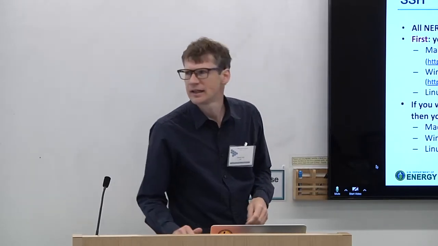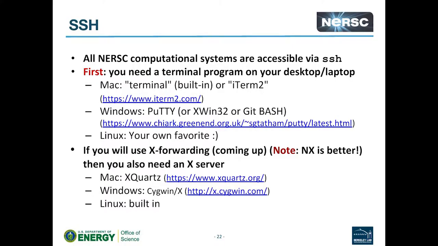And finally, connecting with SSH. Once you've already gone in with NX, you'll use SSH on the terminal to take the next step and connect to Cori. All NERSC systems, which currently means Cori, are accessible via SSH. You need some sort of terminal program. If you use Mac or Linux, this is fairly easy. You already have a terminal program on your system.